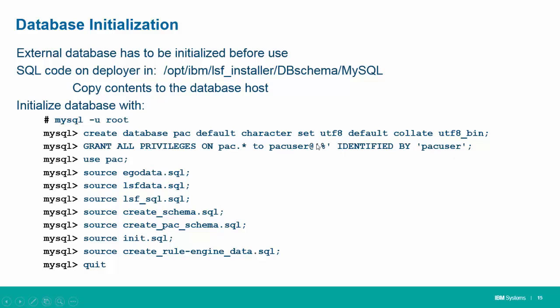And the other thing I want to do is run this also for each of the GUI hosts that I have, so that the GUI host can access the database. Once I've done that, I want to then use the pack database that I've just created and source these SQL scripts that I've copied over to initialize the database. Once I've done that, I can then quit, and my database is now ready to use. Okay, so I thought that would be helpful to add this.